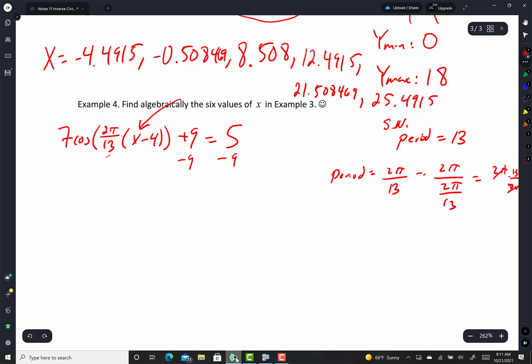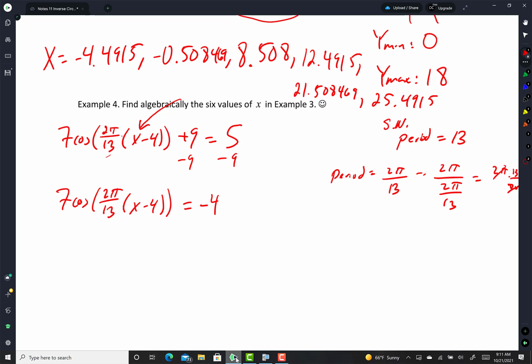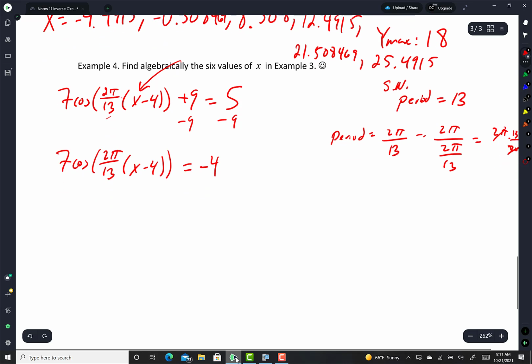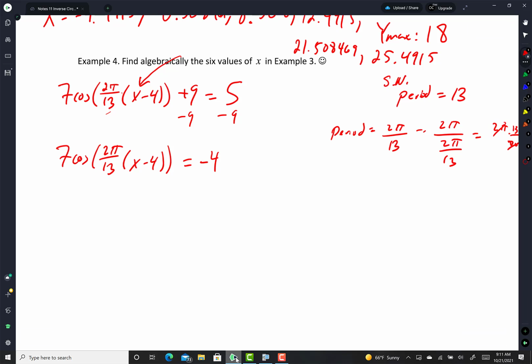Minus 9, minus 9. So 7 cosine of 2 pi over 13 times (x minus 4) equals the difference between 5 and 9, which is 4, and it's going to be negative because the 9 is larger than the 5. Are we okay up to there? All right. Next, I'm still trying to solve for x, but you can't solve for x with that 7 in front of cosine. So how do I get rid of that 7? Divide by 7.